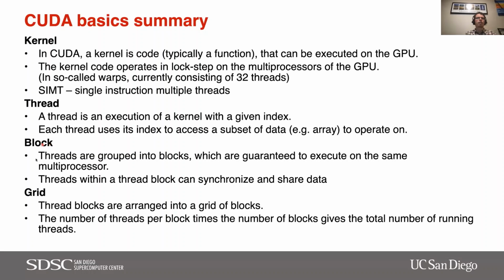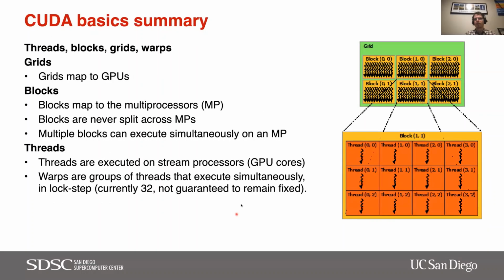The threads are grouped into blocks which execute on the same multiprocessor. Because that's the case, they can synchronize data. I'm not showing this, but there's some information about that in the slides. Then the grid is all the blocks that are running on the GPU, and from that you can get the total number of threads. So here's an example: you have that grid, a certain number of blocks, and each block has a certain number of threads. That's pictorially how you have to think about this.